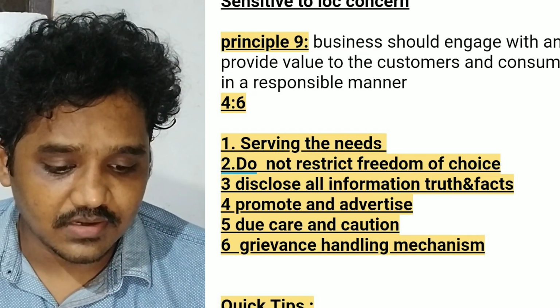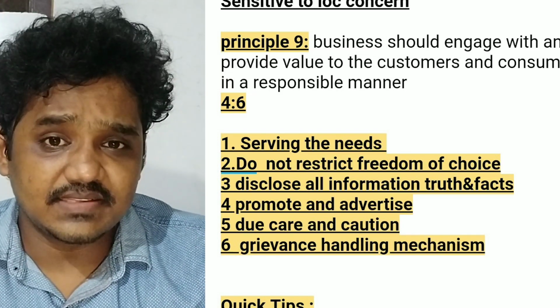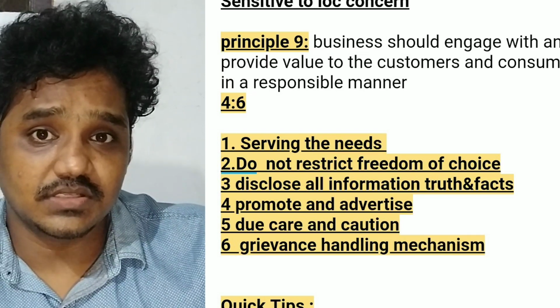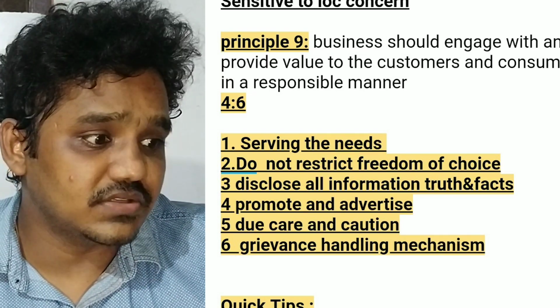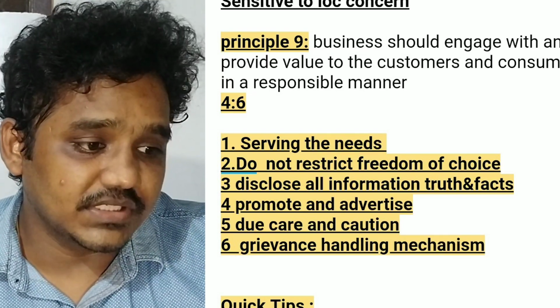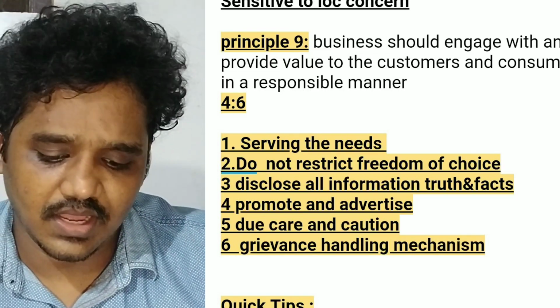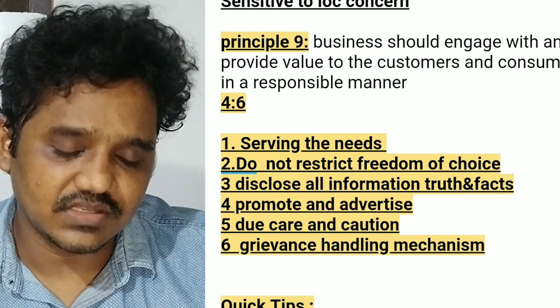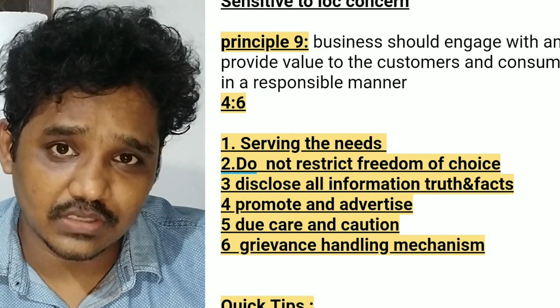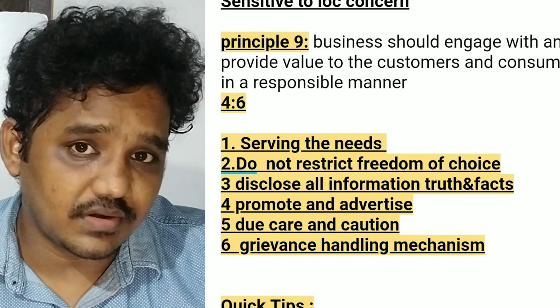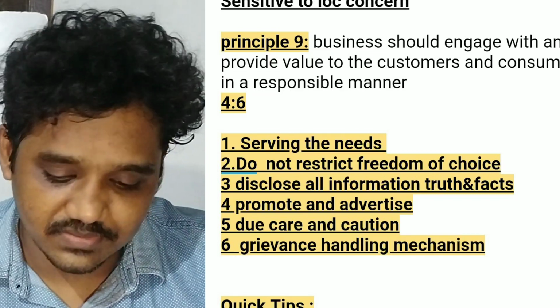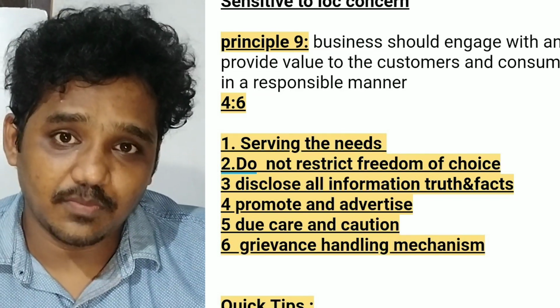So these keywords are: serving the needs. When I say serving the needs, that means business, while serving the needs of customers, should take into account the overall well-being of customers. The next one is do not restrict the freedom of choice. Business should give the choice to the customers. They should not restrict the freedom of choice of the customers while serving the products.